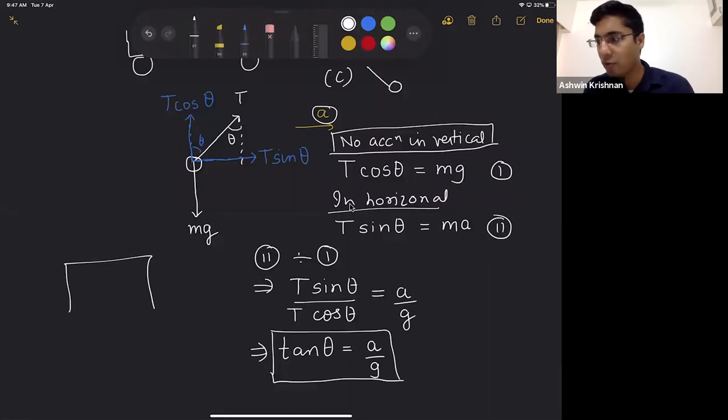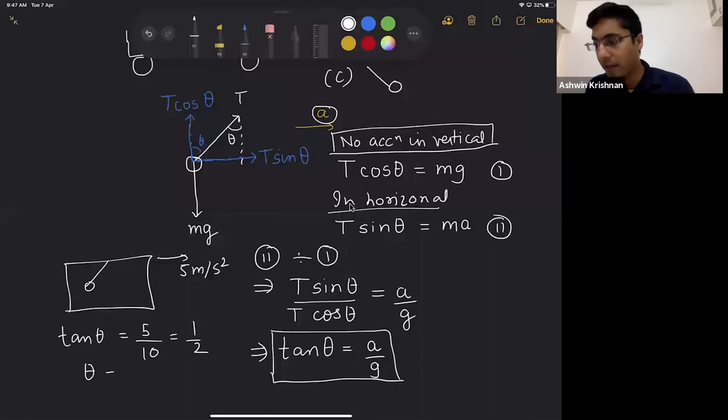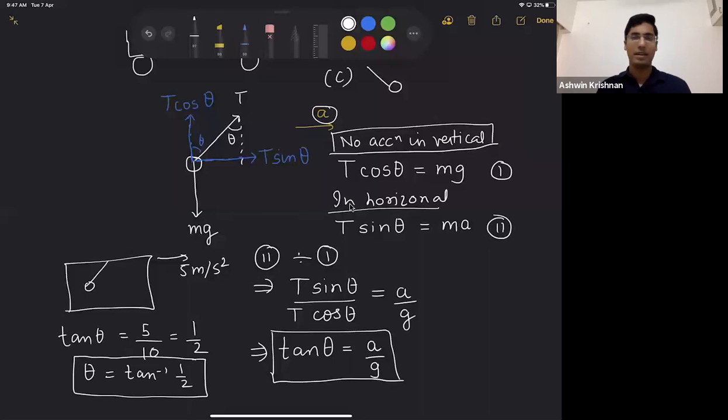So if you want to find out what angle that is, let's say there is a body that moves at 5 meters per second square. What is the angle of the pendulum, right? The angle tan theta will be 5 upon 10, which is 1 upon 2. So theta will be tan inverse of 1 by 2. Okay. So this is basically how we find out the angle of a pendulum hung in a car.